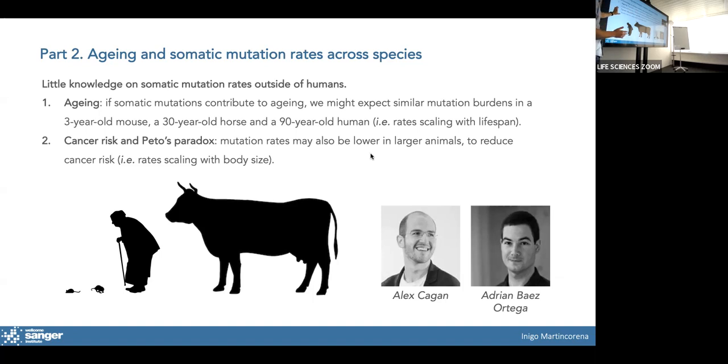Another hypothesis that we had is that mutation rates may vary with body size or body weight. The reason for this is called Peto's paradox, which is that, given that cancer emerges from a single cell, and a whale has thousands of times more cells than a mouse, probably hundreds of thousands more cells than a mouse, they should have a much higher risk of cancer, but they don't. Evolution has found ways of suppressing cancer risk in large-bodied species. So the question is how it has happened. One possibility is that somatic mutation rates have evolved to be lower in these species. If that's the case, we would expect rates to scale with body size.